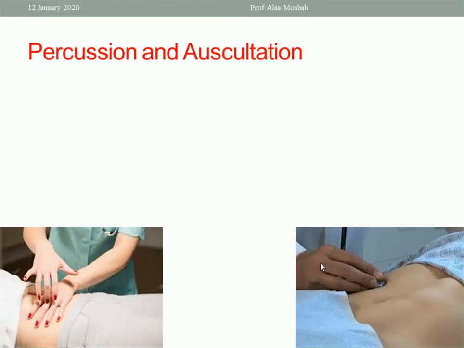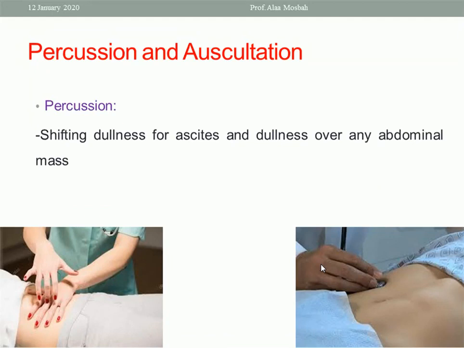Percussion and auscultation for shifting dullness in case of ascites. We see ascites sometimes with ovarian tumor, especially the malignant one, also in mixed syndrome, which is ovarian fibroma associated with ascites and right side hydroceles. So do shifting dullness for ascites as you see in the picture.